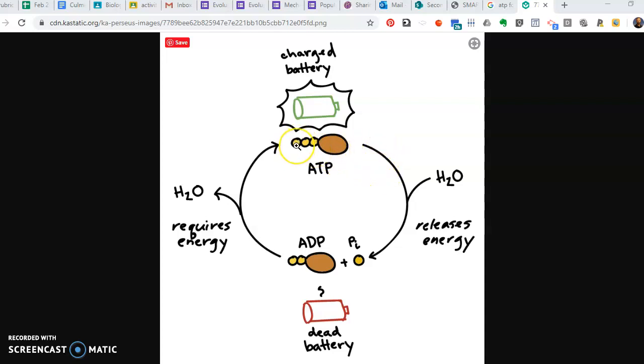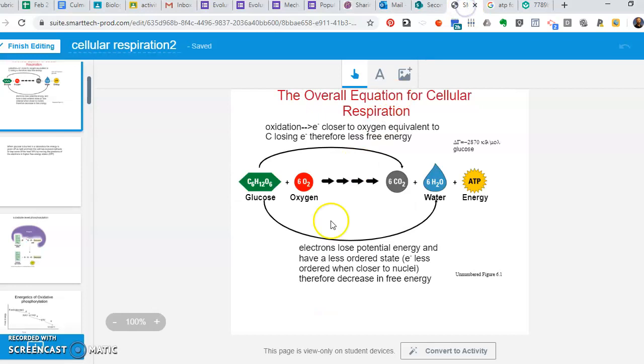This phosphate on the end is a high energy phosphate. So when it's broken off, it releases energy. That energy is now used by the cell to move something, say, against the concentration gradient. Now it's a dead battery. We need to recharge this battery in order to reuse it again. How does that happen? Well, a phosphate has to be added back onto the ADP to make ATP again. That happens from the breakdown of glucose into carbon dioxide and water.